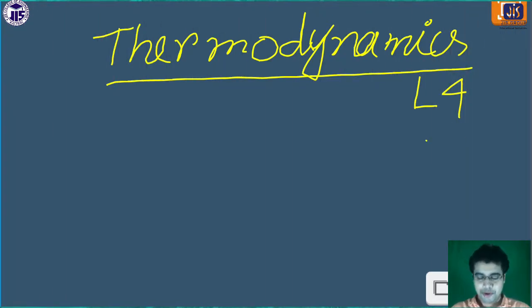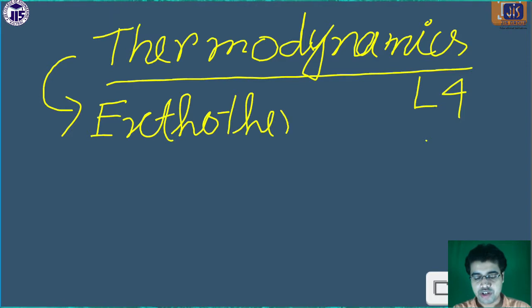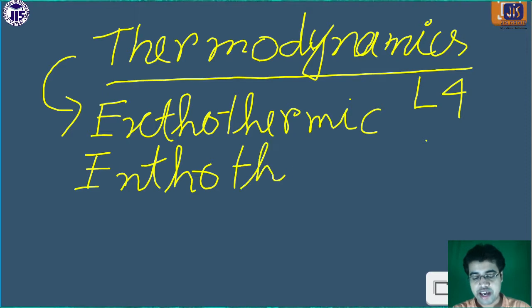Today, first of all, there are two types of process: the exothermic process and the endothermic process. We'll discuss these because these two processes depend very much on the delta H value. You know delta H: it is the change of enthalpy, which we already discussed.